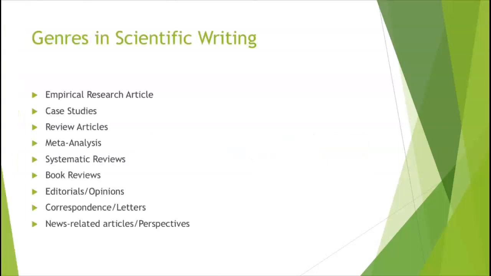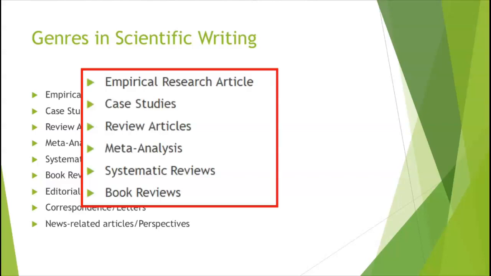So here are some of the genres of scientific writing that I have found appear a lot in different articles and different journals across disciplines, and that's an empirical research article, case studies, review articles, meta-analysis, systematic reviews, book reviews, editorial/opinions, correspondence/letters, news-related articles/perspectives. And in this video, we're focusing on these 6 genres because these are the genres, again, that we will dedicate most of this course to.